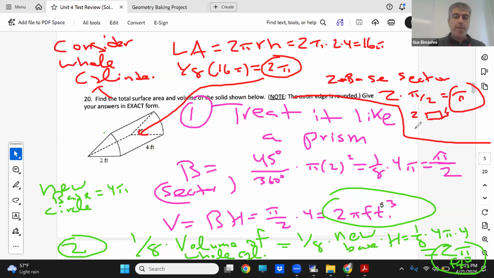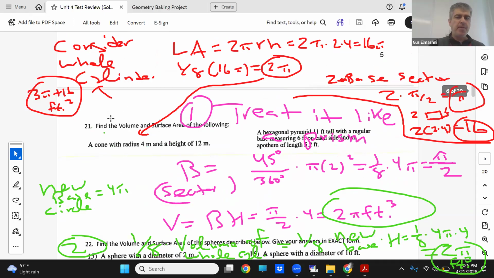What's the area of each rectangle, guys? So multiply by 2, you get 16. So altogether, you get 3 pi plus 16. Yep. And that's in square feet. Let's find out. So you can practice it. Does that make sense? How I broke it down step by step?